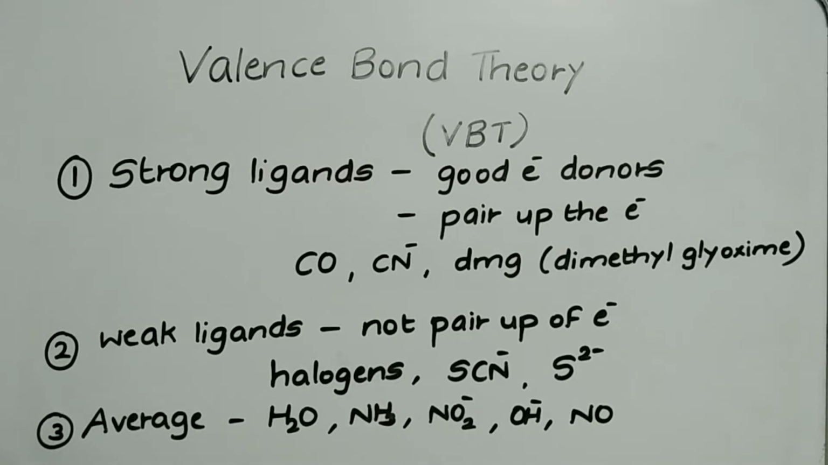So, we are studying valence bond theory, VBT. According to this, the ligands are classified into three: strong ligands, weak ligands, and average ligands. Make a note of this.